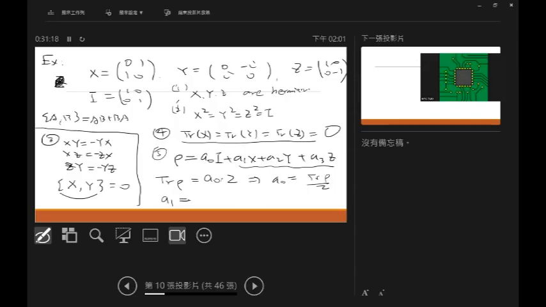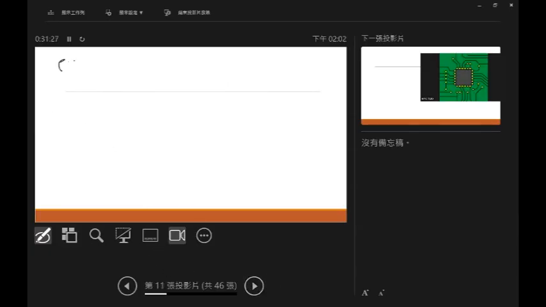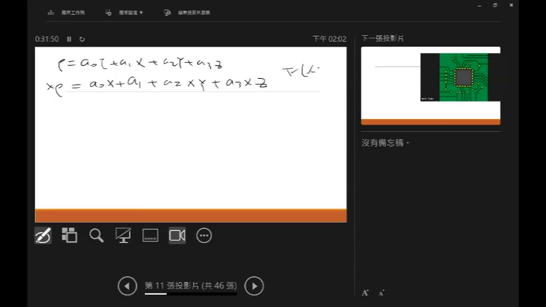How do you get A1 in terms of trace? Let me write it like this. If I have rho equals A0 identity plus A1 x plus A2 y plus A3 z, and I multiply by x, I get A0 x plus A1 x squared, which is A1, plus A2 xy plus A3 xz. Notice that the trace of xy is also 0.